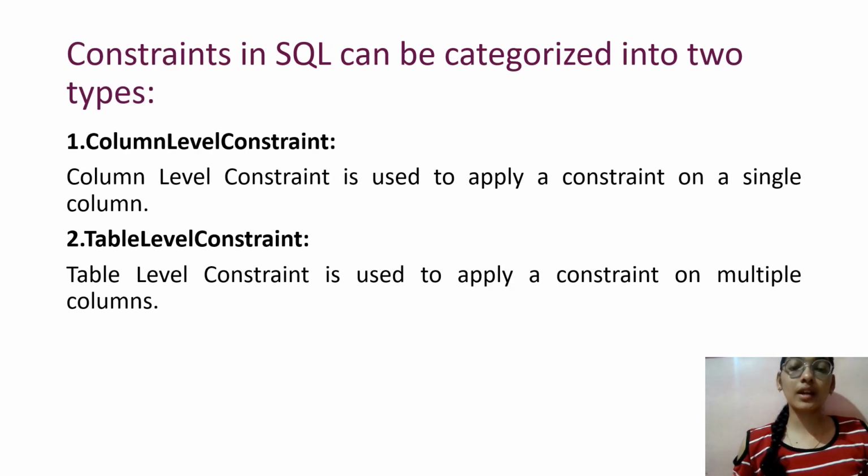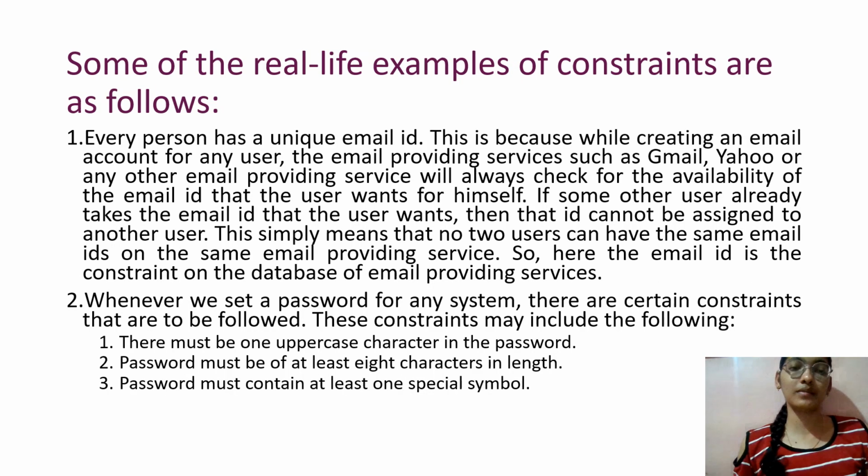Constraints in SQL can be categorized into two types. First, column level constraint. Second, table level constraint. Column level constraint is used to apply a constraint on a single column, and the table level constraint is used to apply a constraint on multiple columns.